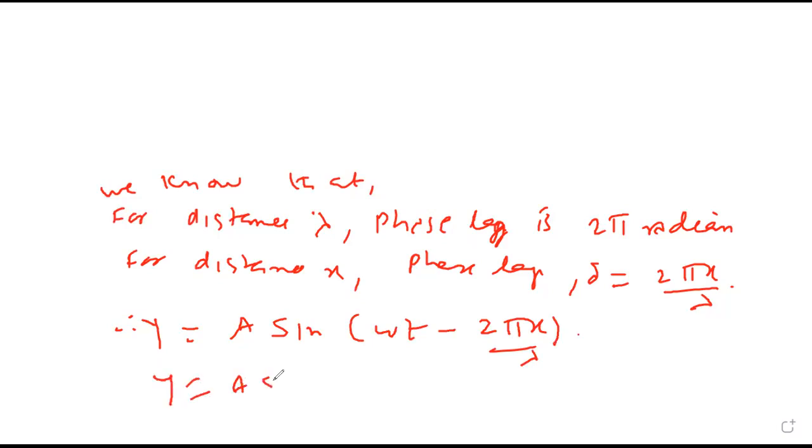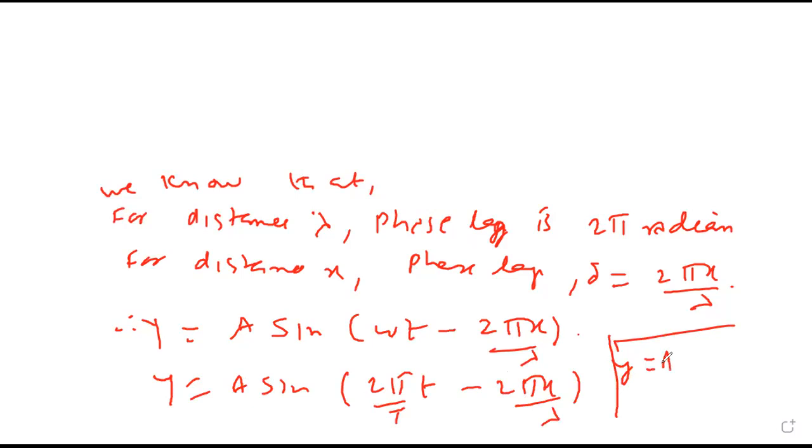So y is a sin 2 pi by T into t minus 2 pi x by lambda. So y equals a sin, take 2 pi common, (t by T minus x upon lambda). This is the expression for simple harmonic progressive wave. Arya, you followed this now? Yes, sir. Please all of you solve.